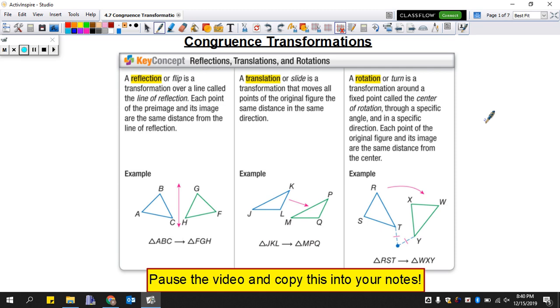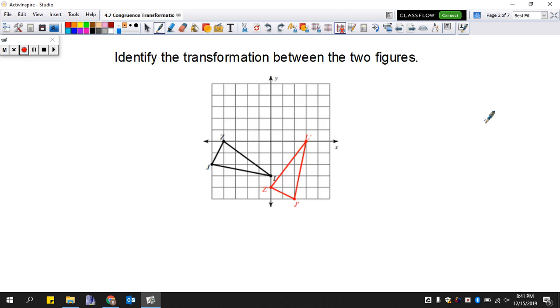Okay, so let's do several examples. First of all, before we do examples, go ahead and copy these three concepts down in your notes. All right, so for this, it says identify the transformation between the two figures. You can see that it's not just a slide, because it's not oriented the same way, and it's not a reflection because once again it's not oriented the same way.